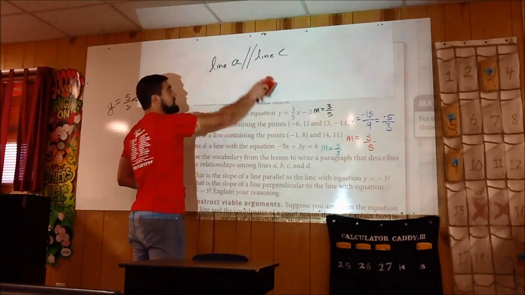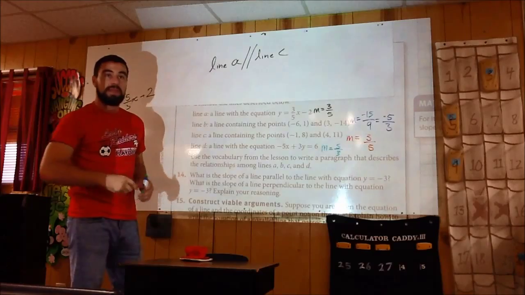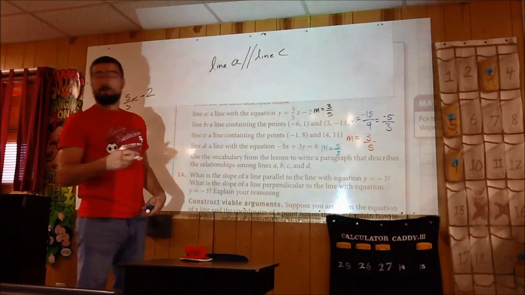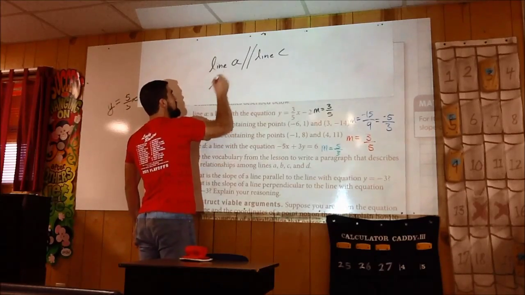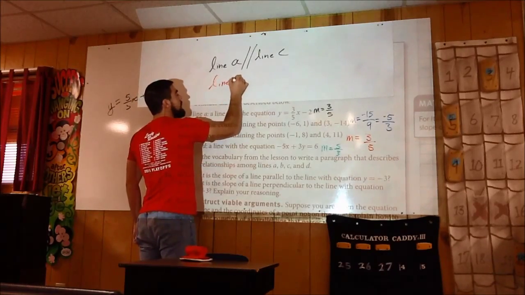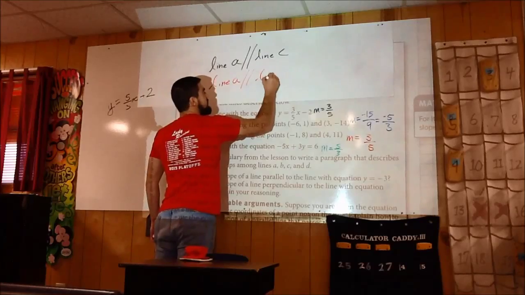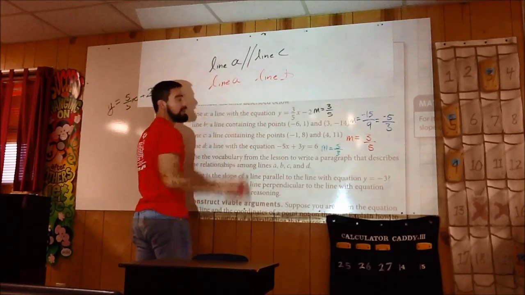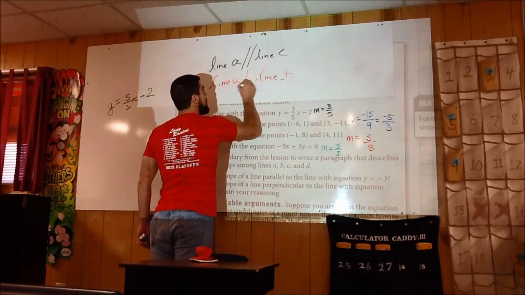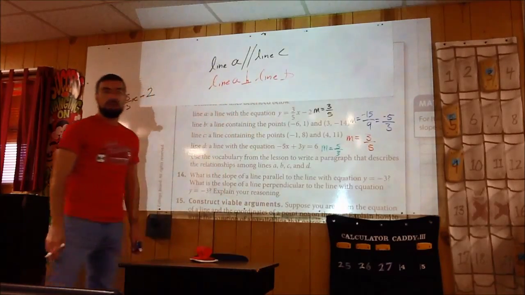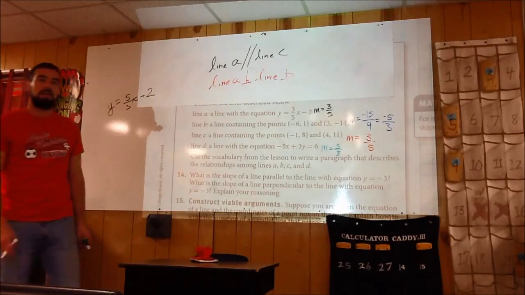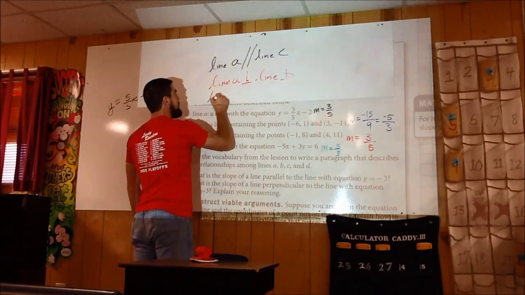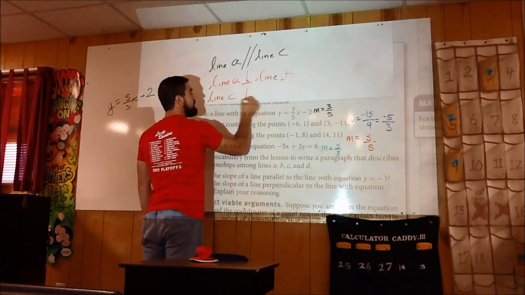No? Okay, so let's talk about some perpendicular. Do we have any perpendicular lines? What's up, Sam? Line B and line A is what you said? All right. Yes, these two lines are perpendicular. Do we have any other lines that are perpendicular? Line C and line B.